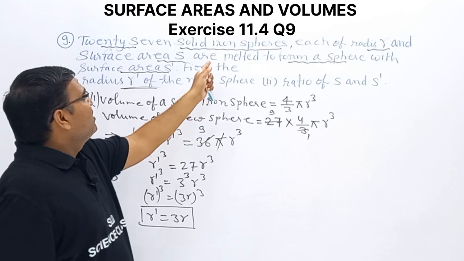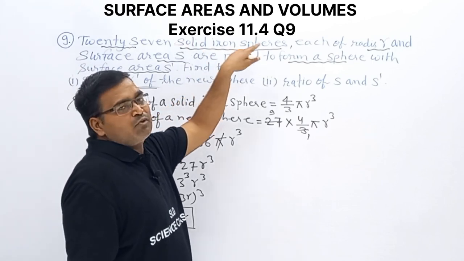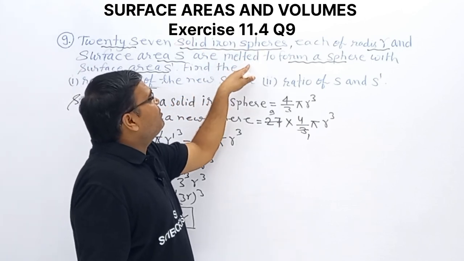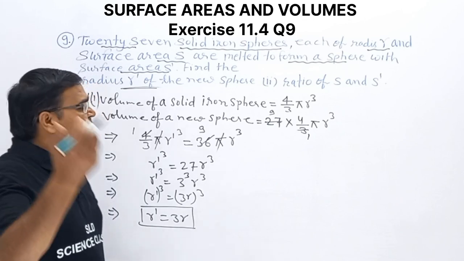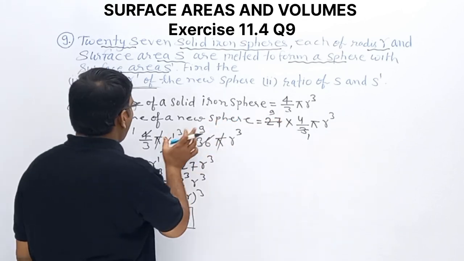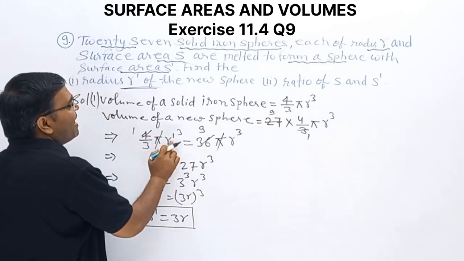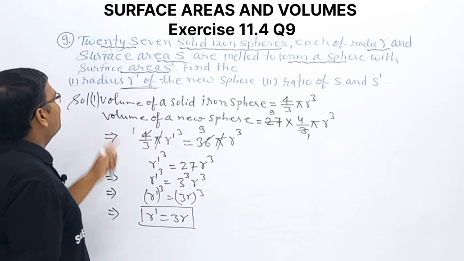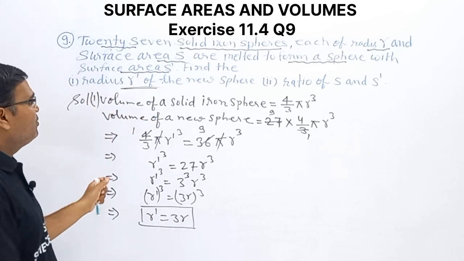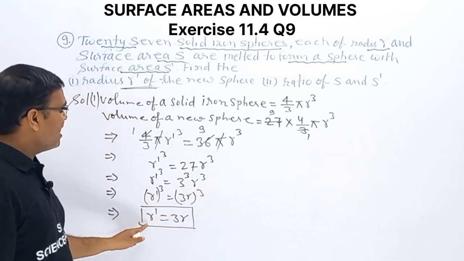These 27 solid iron spheres are melted to form a new sphere. So the volume of the new sphere is what? 4 upon 3 pi r dash cube. The new sphere's radius is r dash. Clear? So we are comparing and solving, and we are getting r dash.